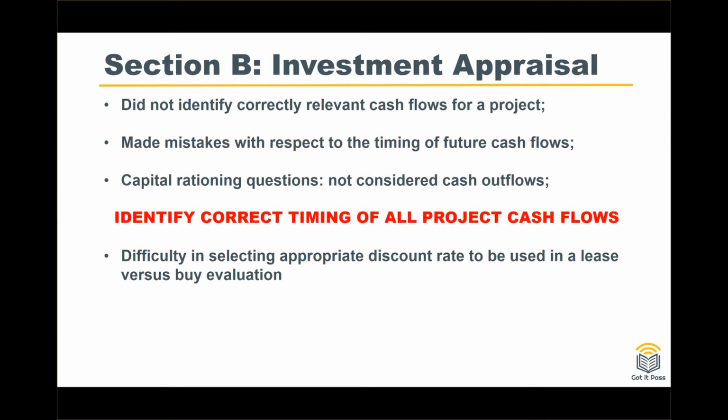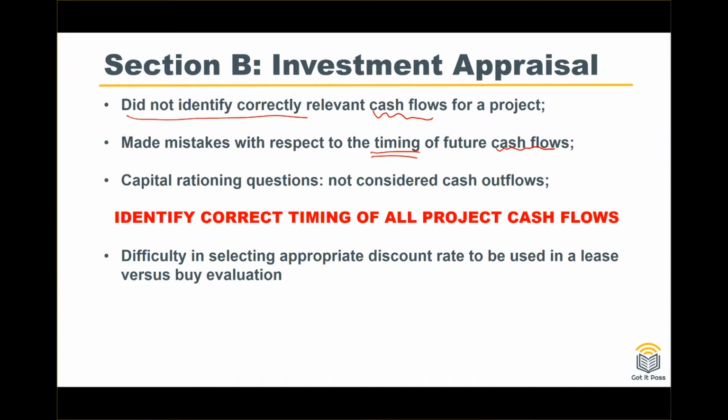For section B, investment appraisal. The examiner highlights 4 key points here. First, candidates did not identify correctly the relevant cash flows for a project. Highlight here, they did not identify cash flows correctly. The second one, the main mistakes were in the timing of future cash flows. So it's about the timing of the cash flow.